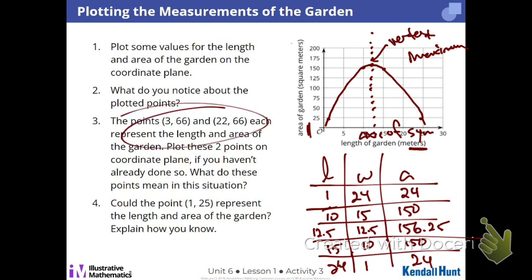So why do both of these points work? A 3 by 22 and a 22 by 3. Why do those both work, Micah?